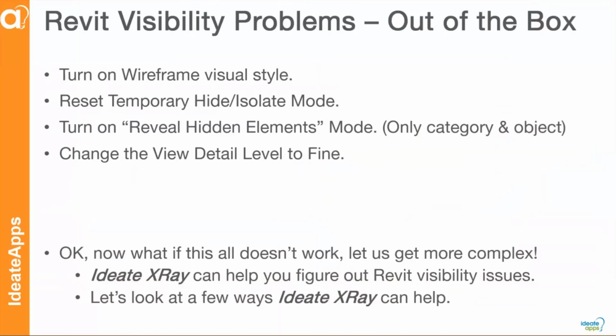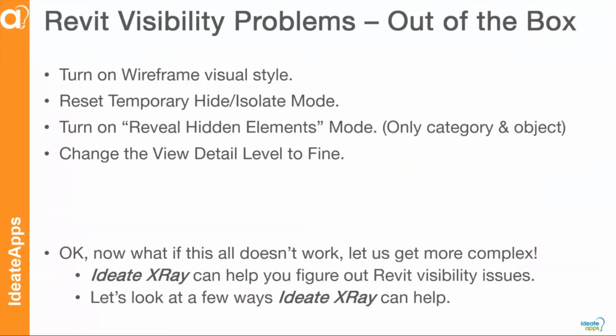So let's first start with Revit itself, right? The tools within Revit. If something's not displaying, you can turn on wireframe visual style. That may help if an object is obscured, behind something. There's the reset temporary hide isolate mode. Maybe you'd have that mode on and you'd forgotten about it, so you can reset that. Again, I mentioned the reveal hidden elements, but it's only the category and object. So it's just those two things. Also, sometimes by setting the detail level from coarse to fine, you can see more information.